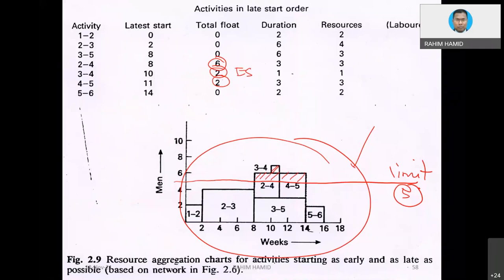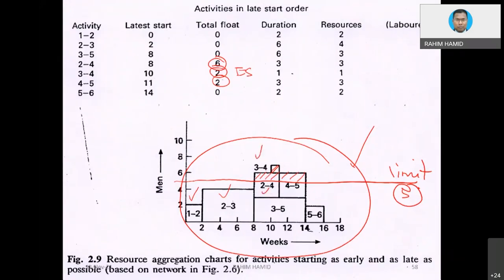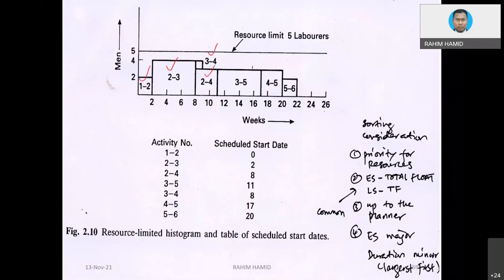So what shall we do? The conclusion is like this. You notice activities 1-2, 2-3, 2-4 and 3-4 will be prioritized. Sometimes we need to take a look at the logic of the activities as well. But once we prioritize activities 1-2, 2-3, 3-4 and 2-4, within the limit of 5 people, activities 3-4, 4-5, and 5-6 will be pushed forward a little bit.